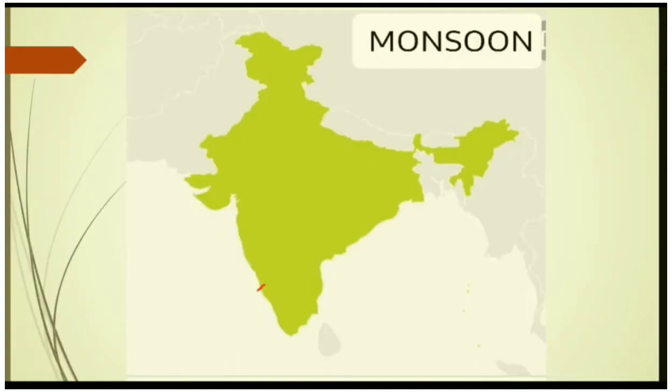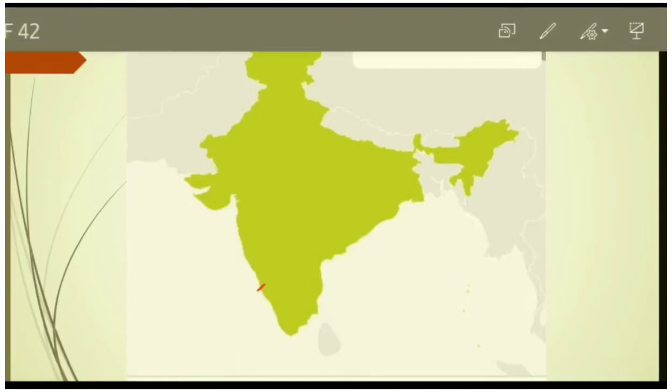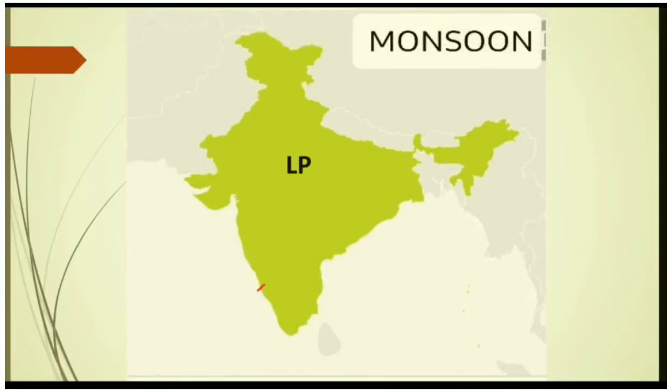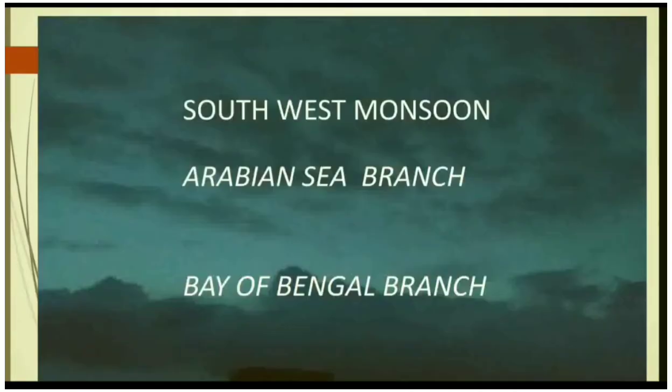Now monsoon starts because the land develops a low pressure. Why? Because the sun rays have reached here and totally heated up the land, and then it develops a low pressure, while the water body develops a high pressure. When this happens, winds start moving from the southwest direction.